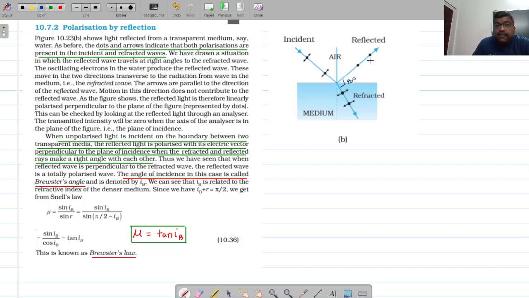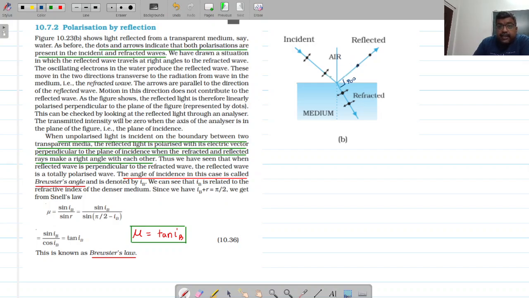Here you can see the reflected ray is polarized. Here the vibrations are represented by the dot, only the dot. Refracted ray is the normal light, but the reflected ray is polarized. So this is polarization by reflection. And this condition, that when reflected ray and refracted ray are mutually perpendicular, the reflected ray is polarized, is known as Brewster's law. And as you can see, this happens at a particular angle.